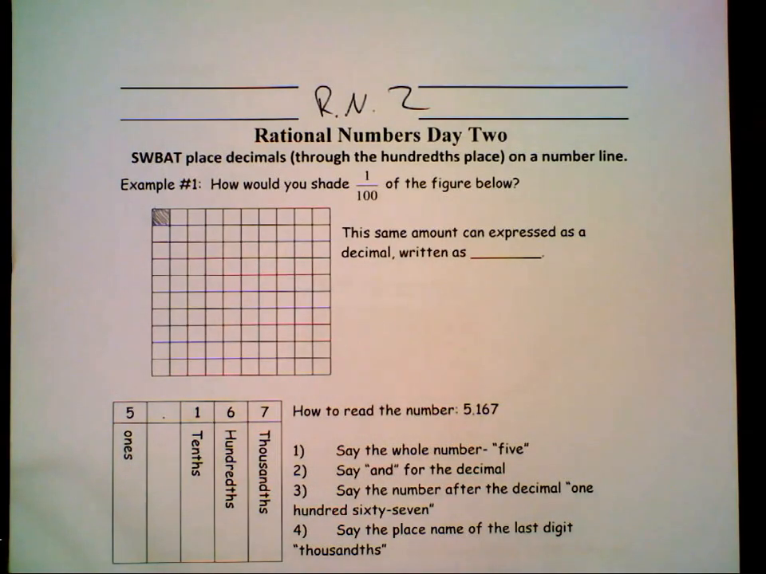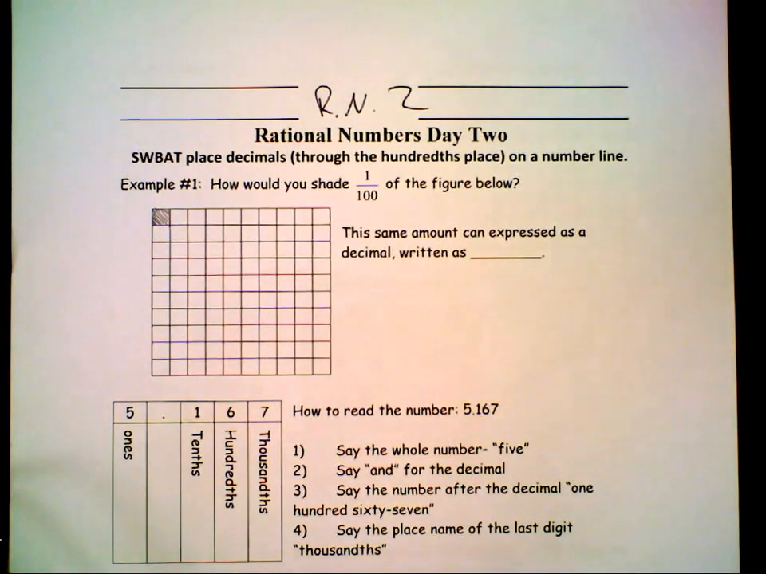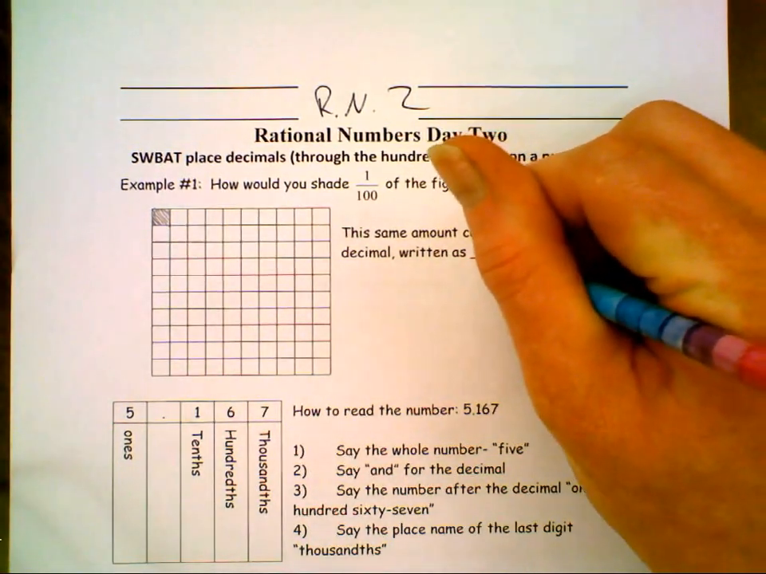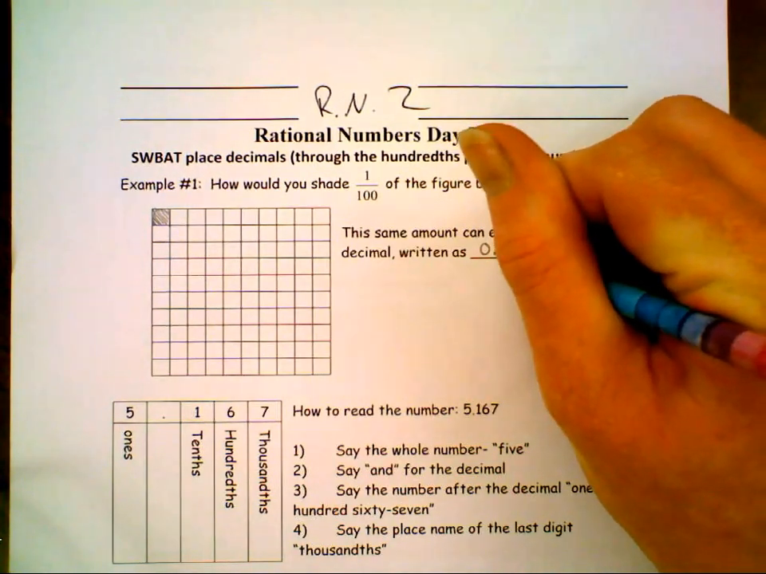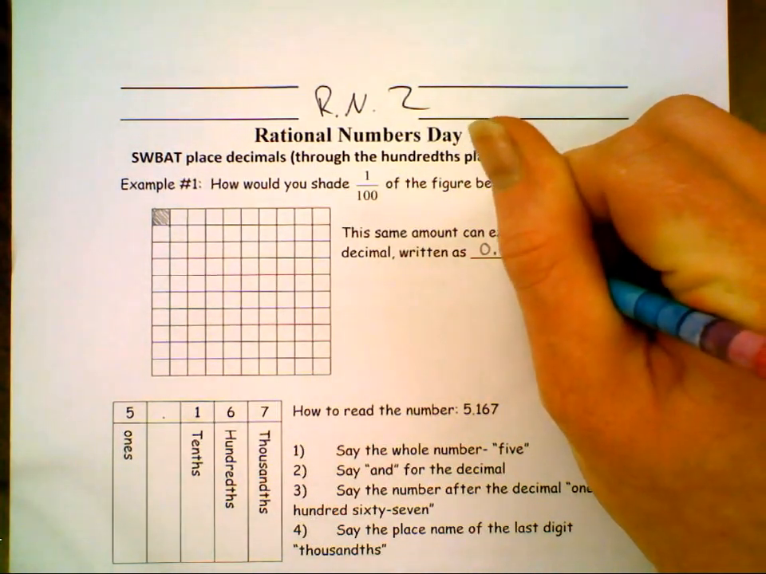That's 1/100th. Now, this same amount can be expressed as a decimal, written as 0.01. We would say this as one hundredth.